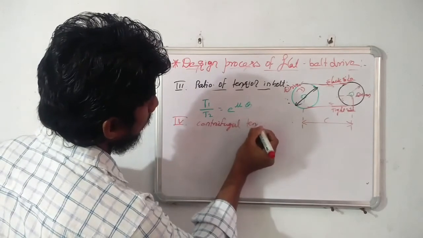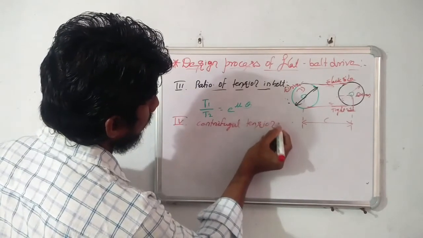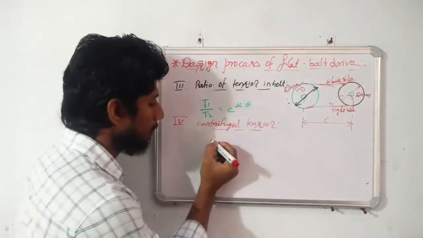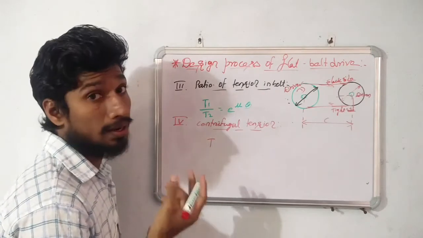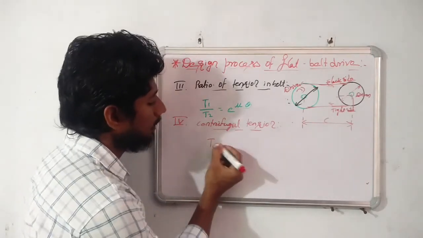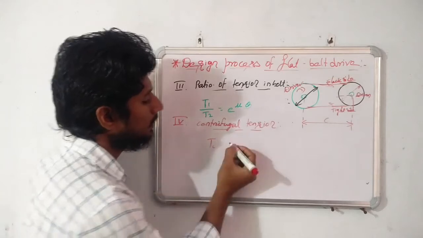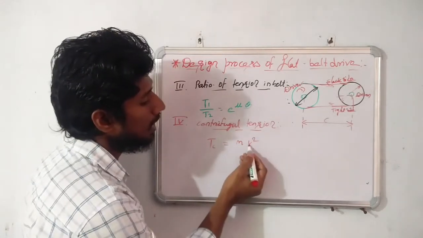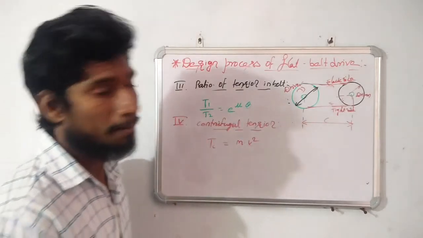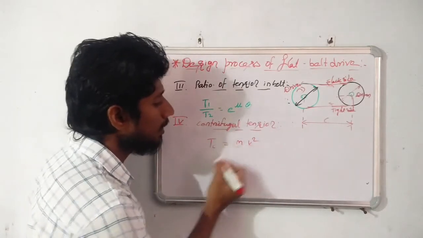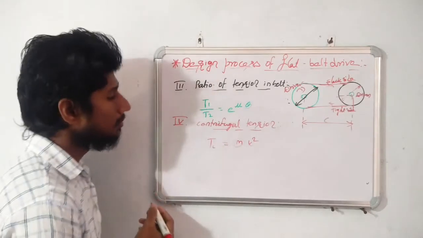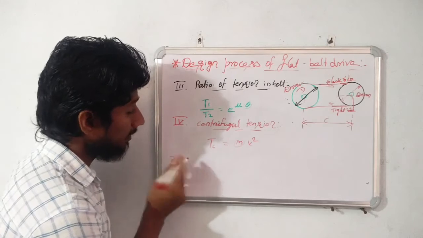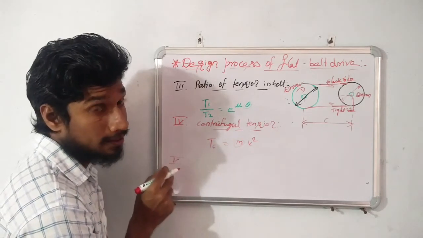Centrifugal tension in the belt. So the centrifugal tension in the belt working under the high velocity condition is denoted by Tc. So that is equal to m into v square. Here we already derived v is the velocity of the belt, and how do we get the m? Here m is the mass of the belt. So that's why we already discussed. It is another step here.